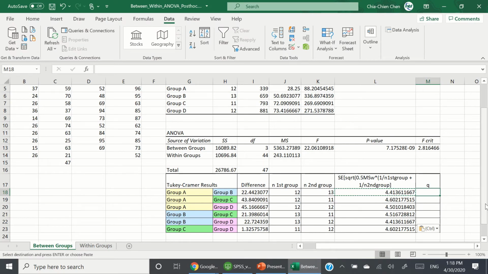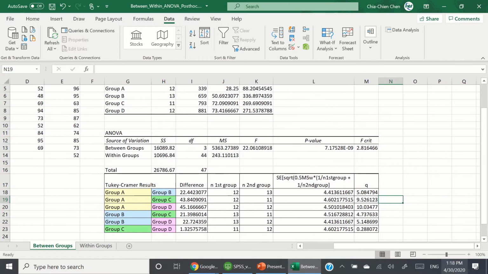So how do they calculate the Q? Well, the Q is really easy. It's really just the difference divided by this SE that you calculated. Okay, so when you're done, just drag this down, copy and paste, and then there you go, you got it. Now the next thing you need to do is determine the p-value here. Is it bigger than or less than 0.05?